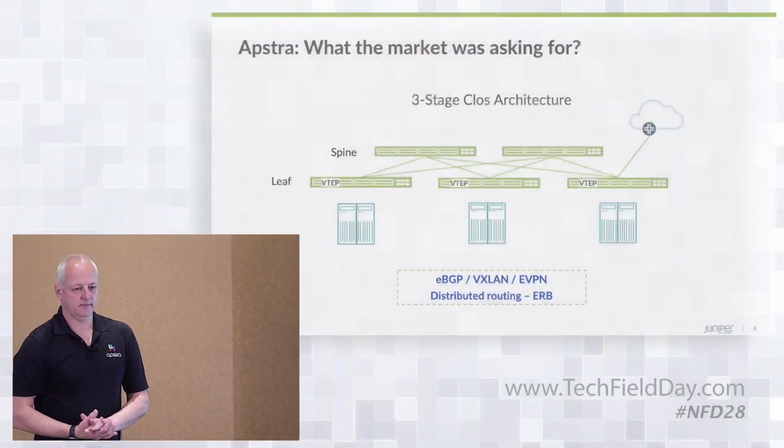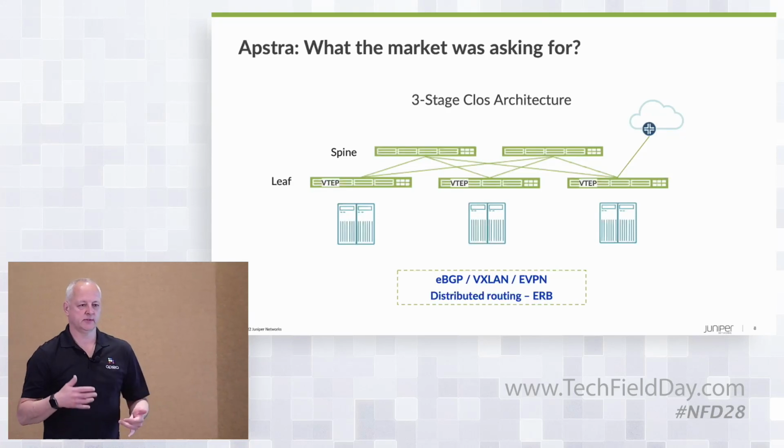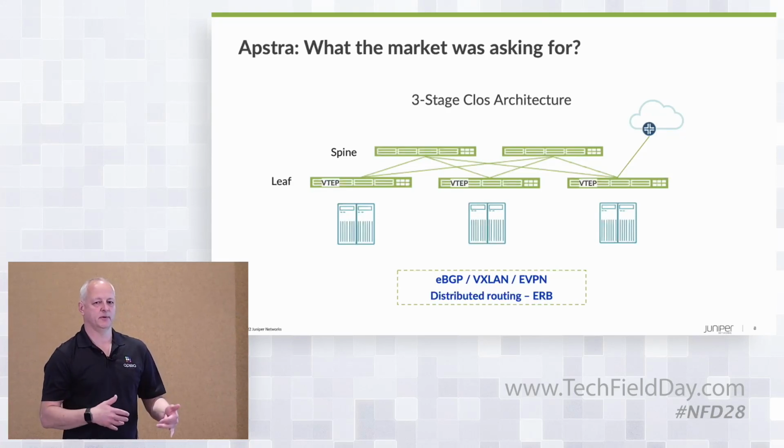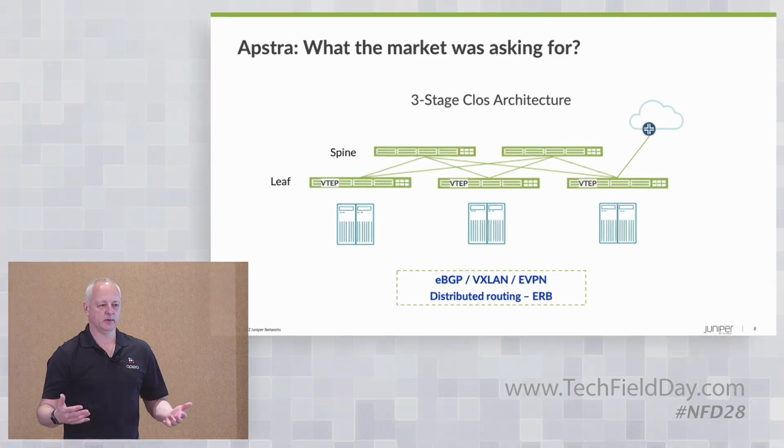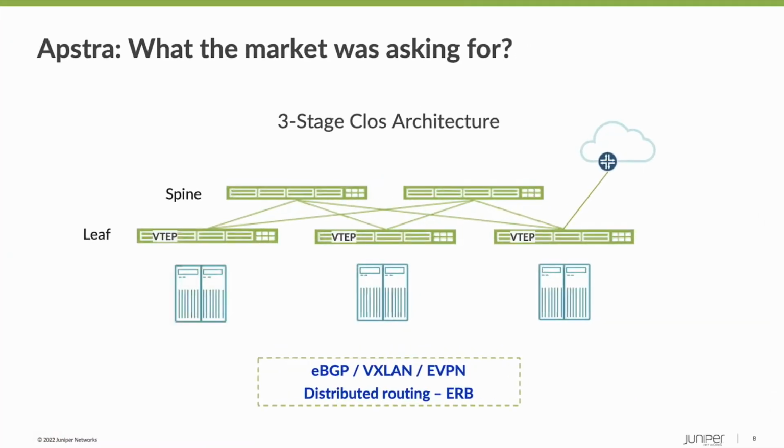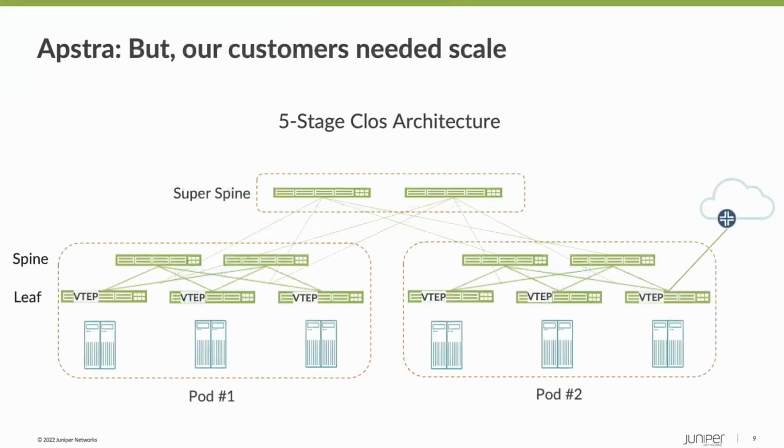Right. Okay, good. So where we started out, it was a 3-stage Clos architecture based on EBGP, VXLAN, EVPN. The one core difference between Apstra and Juniper actually was Juniper's model was CRB, and we replaced that with an ERB model, so distributed routing. And anyway, this is where we started. But soon our customers needed scale, right? So we had to meet them on that scale journey.